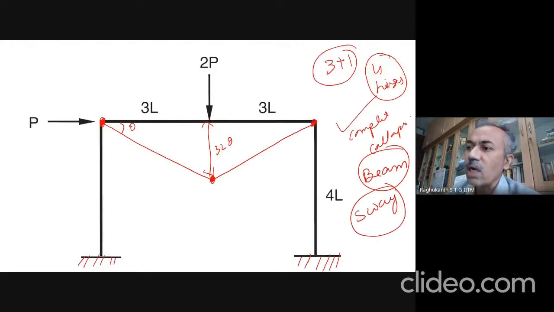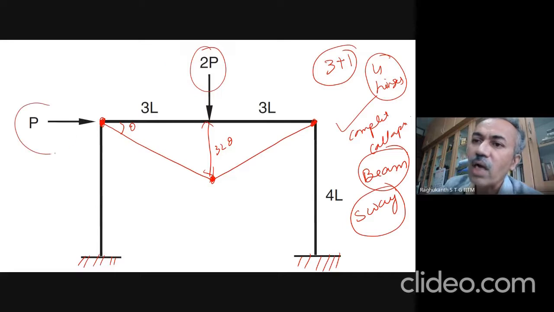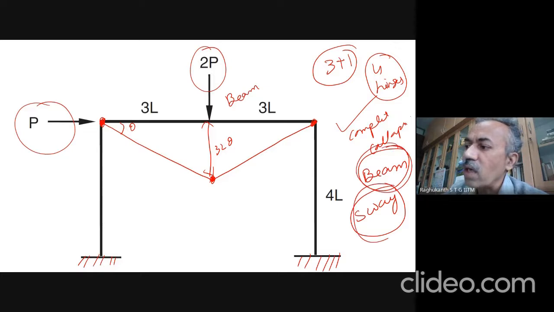So let us see this problem. This is a portal frame. You have a vertical load and you have a horizontal load. Because of the vertical load, this portion can have a beam mechanism, whereas because of the horizontal loads, you can also have a sway mechanism. So both the mechanisms are possible.